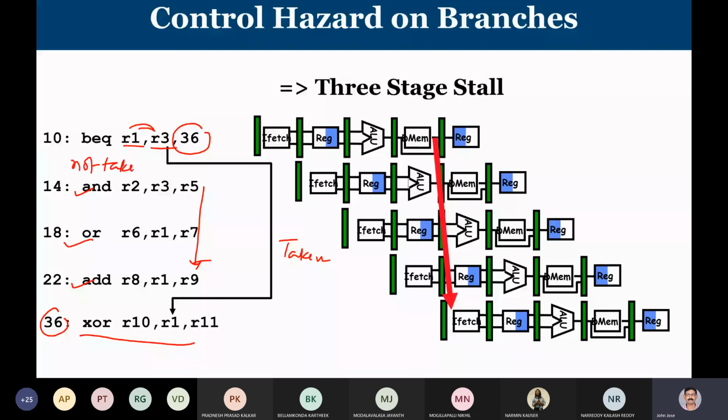So when will I come to know? I will bring the content of R1 and R3 here and compare them. Only at the end of the ALU stage do I come to know whether they are equal or not. But by that time, the instructions located at 14 and 18 are already fetched. Why this gap of 4? Because each instruction is 4 bytes. Then I take a decision by working out the new target address, and that will happen only at this stage.